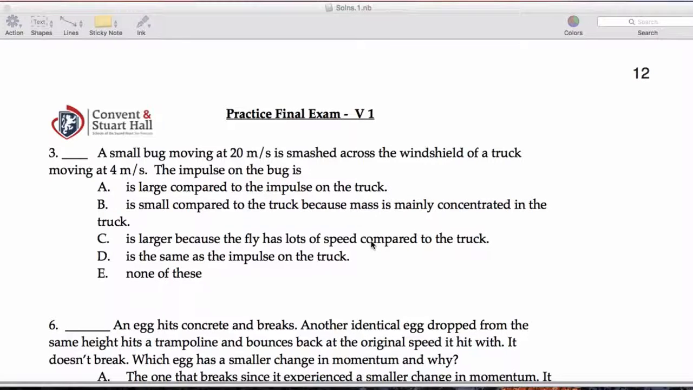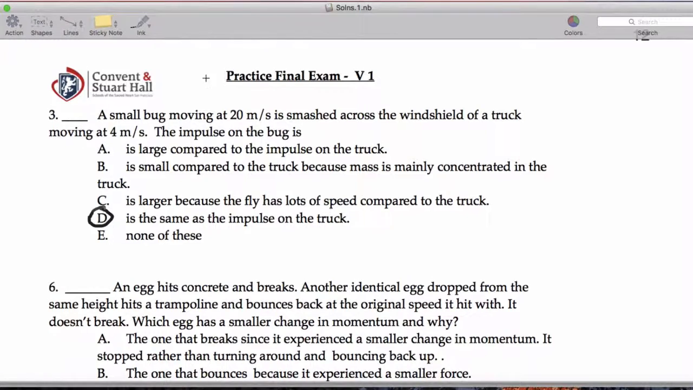Here we have our standard third law question. We have a small bug hitting a big truck, and just to be clear, they have equal and opposite impulses. The reason the effect on the bug is bigger is that the bug has less mass and is, well, softer.